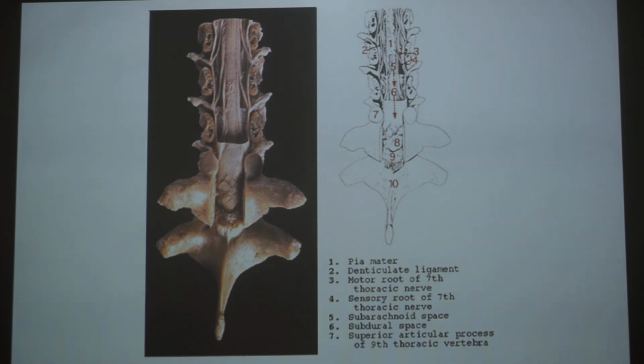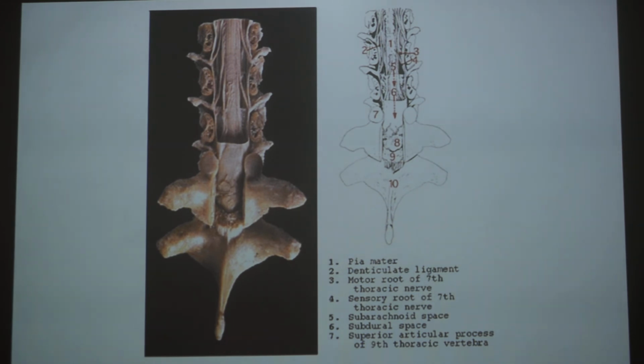So you can identify compression on the nerves by doing a myelograph, and a myelograph is done by putting a dye into the subarachnoid space and then taking a radiograph, and that radiograph will tell you if there is compression of the nerve or not.